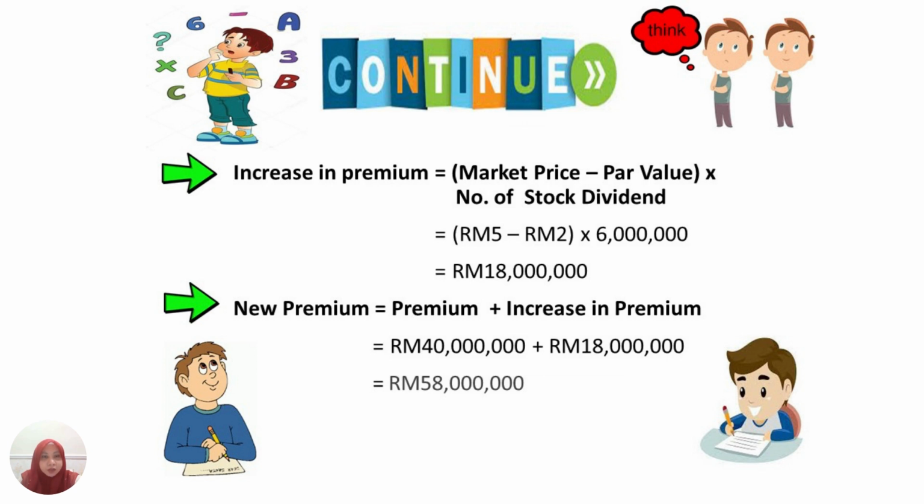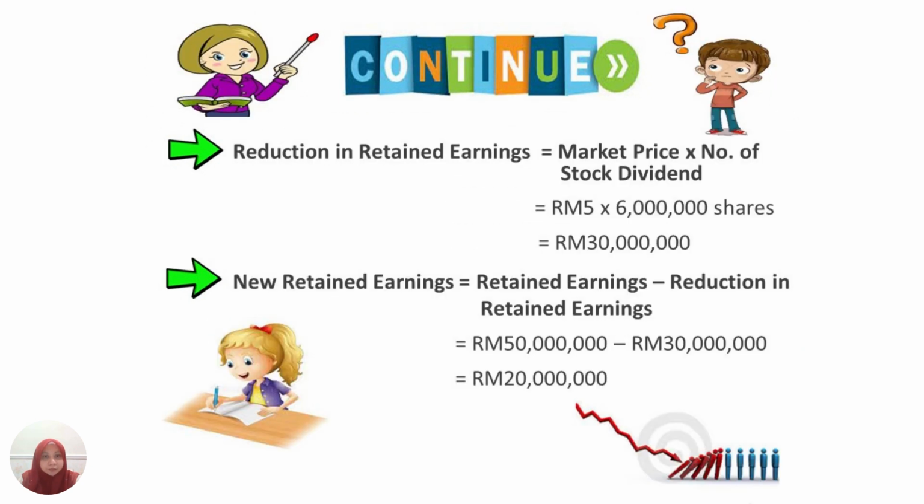Now we proceed with increase in premium. Market price minus par value times number of stock dividend equals Ringgit Malaysia 5 minus Ringgit Malaysia 2 times 6 million shares. We will get Ringgit Malaysia 80 million. New premium equals premium plus increase in premium, equals Ringgit Malaysia 40 million plus Ringgit Malaysia 80 million. We will get Ringgit Malaysia 58 million.